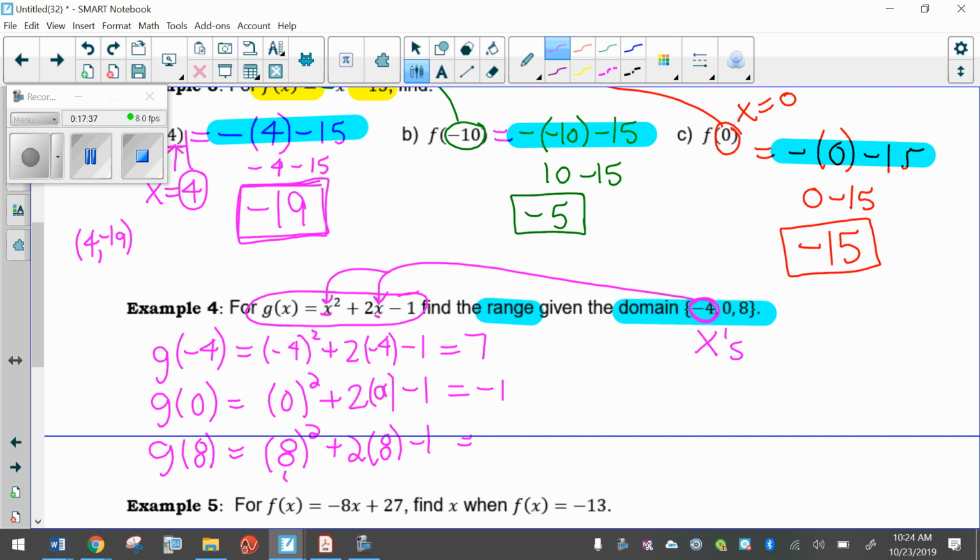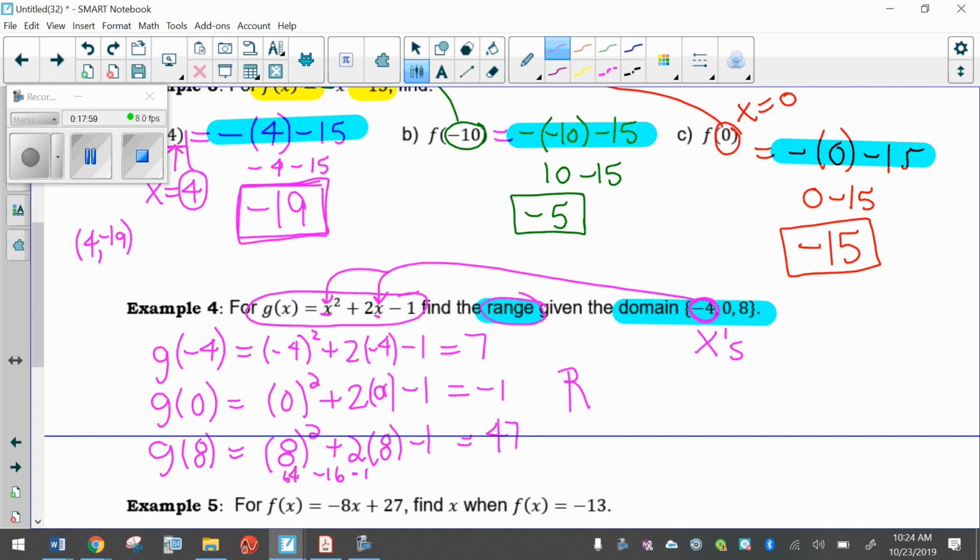So let's see, this is 64 minus 16, which is 48, right? Minus 1, so 47. I'm sure someone will correct me if that's not right. All right, how are we going to write our final answer?